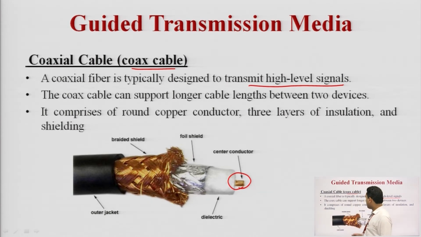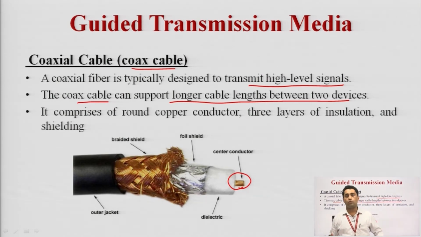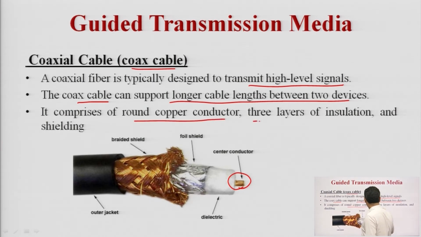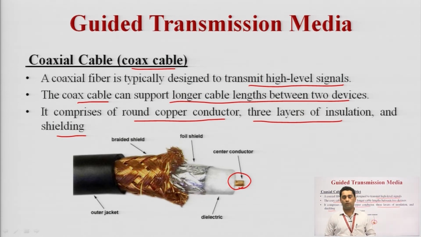If I talk about the beauty of the coax cable, it supports longer cable lengths between the devices. Previously it was 200 meters, now we can use it over kilometers, and we can use this for communication purposes. It comprises a round copper conductor, 3 layers of insulation and the shielding. This insulation and shielding help in lesser attenuation, and the interference is very low in comparison to the twisted pair.